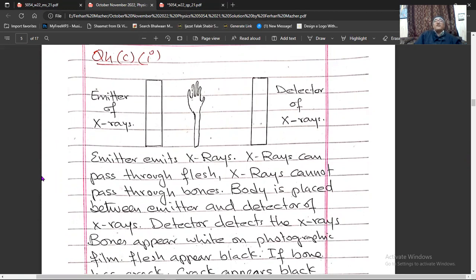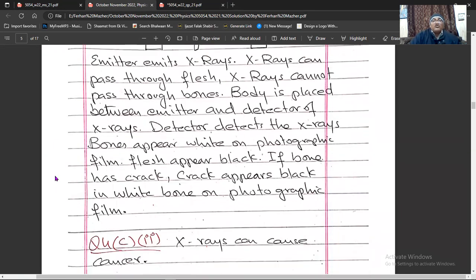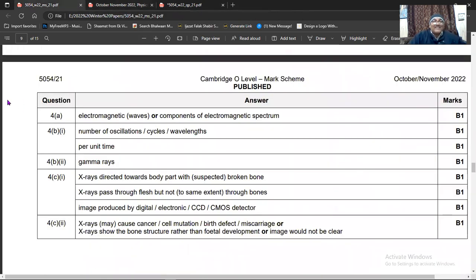The body is placed between the emitter and detector of X-rays. The detector detects the X-rays, and bones appear white on the photographic film while the flesh appears black. If the bone has a crack, it appears black in the white bone on the photographic film. So I hope you understand what I'm saying.